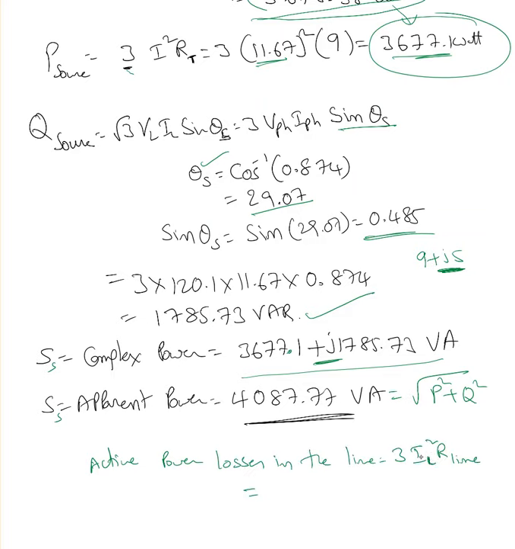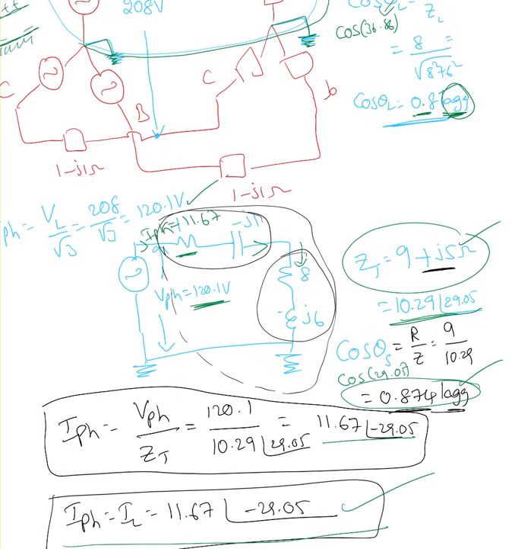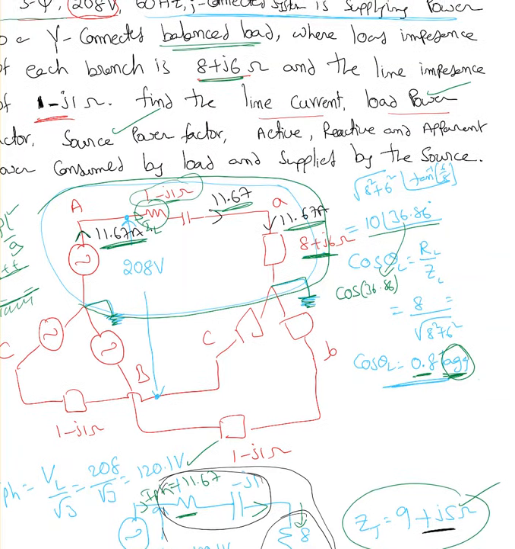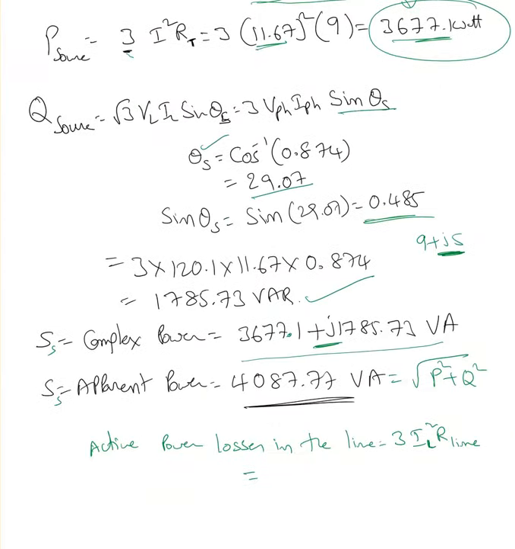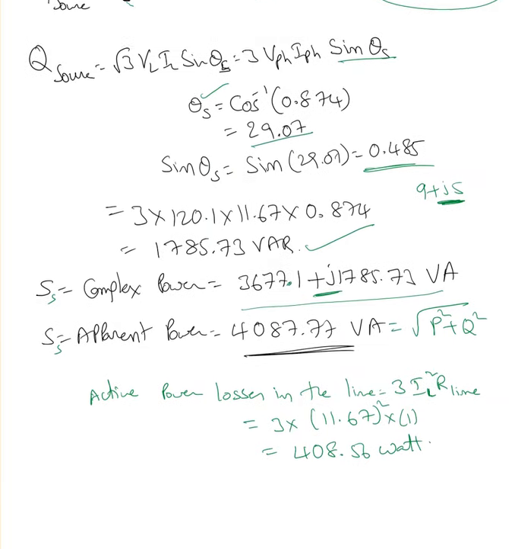Why am I using line current? Because whatever current is passing through this 1 ohm resistance, that's what I care for, and here the current passing through it is the line current. So 3 times I line square times 1 gives me the line losses, which is 3 times 11.67 whole square times R line, 1 ohm. That value is 408.56 watt. That's the power losses in the line.